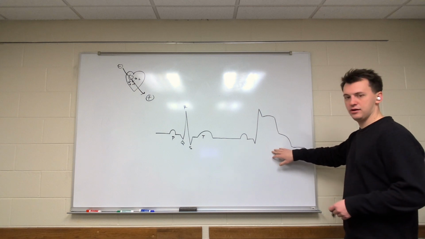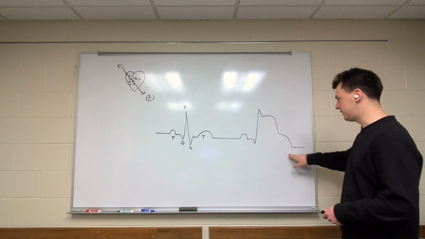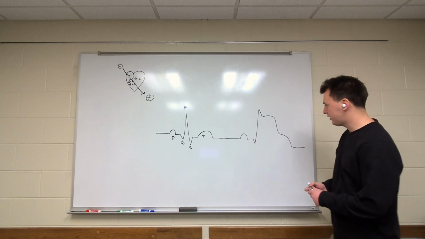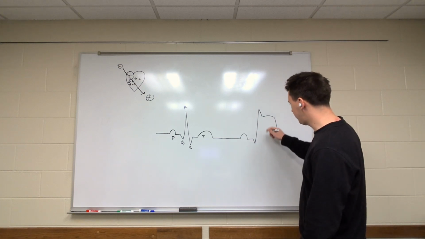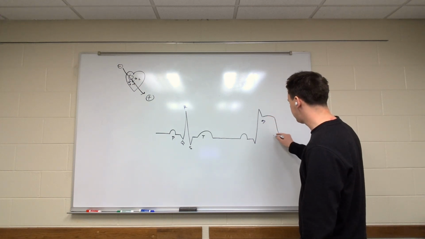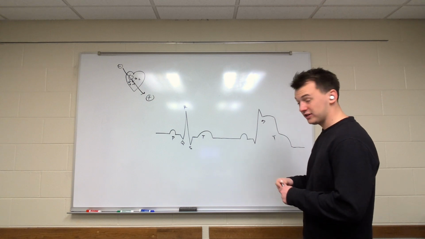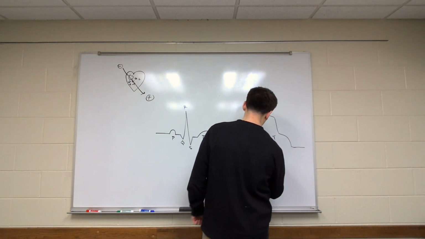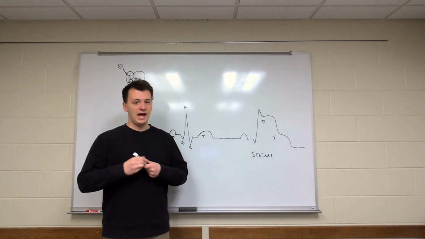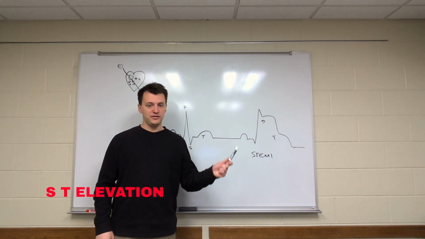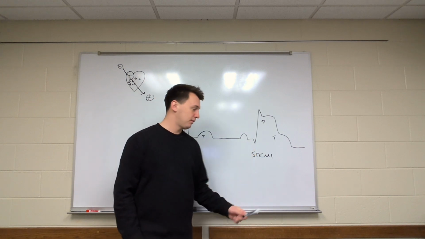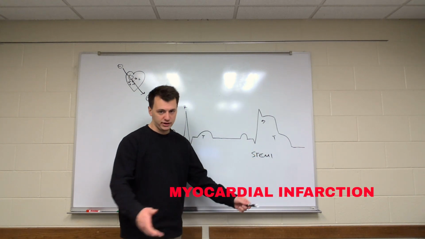So notice here we have something wrong in this area, right? That does not look like this at all. This is what we call, because you can't really see it super well, an S and a T wave. Now it's called ST elevation. And so this is what we call STEMI, right? ST elevation myocardial infarction. Myocardial infarction is a heart attack.